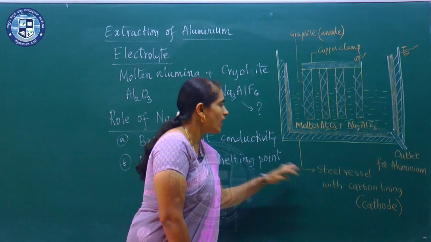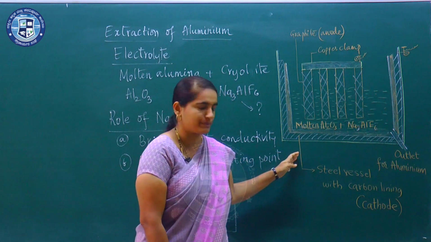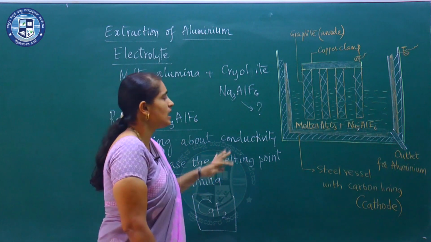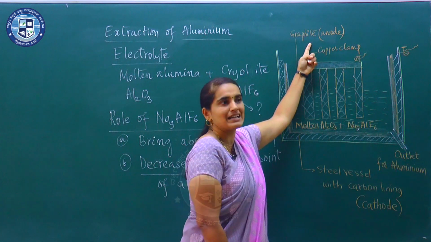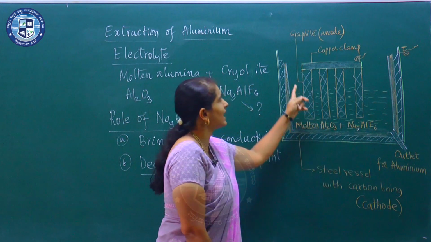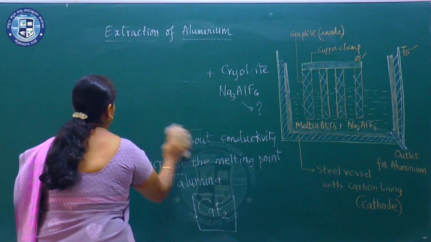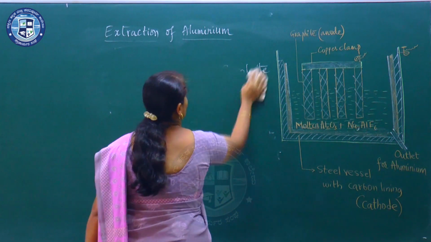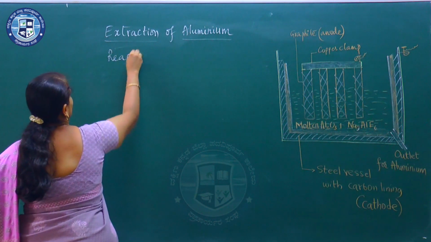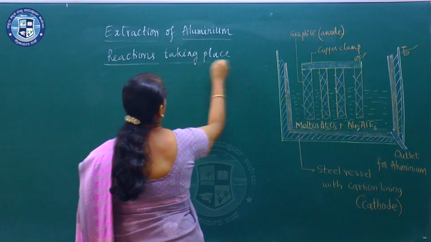Now with these arrangements, what generally happens whenever you pass current? Whenever you switch on the key, you might have seen such arrangements in your physics chapters. There are two major reactions which take place here: the one which takes place at anode, and the one which takes place at cathode. Now we shall look into those two equations, the reactions taking place during electrolysis.